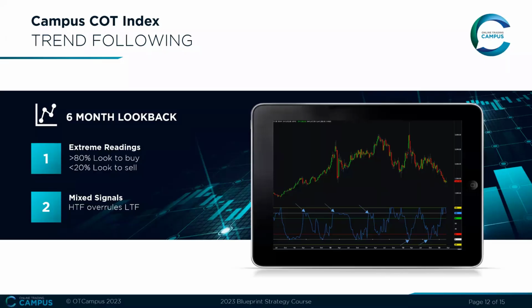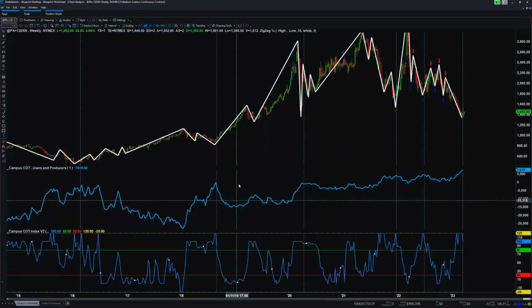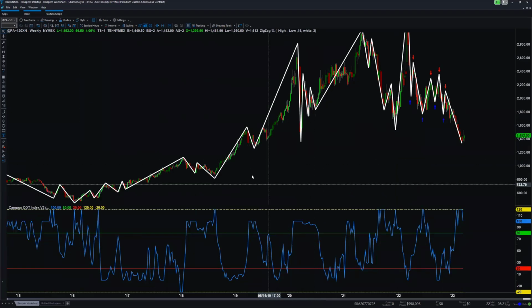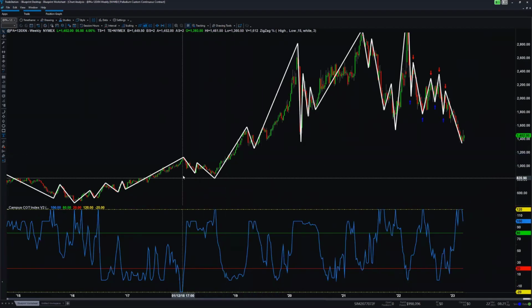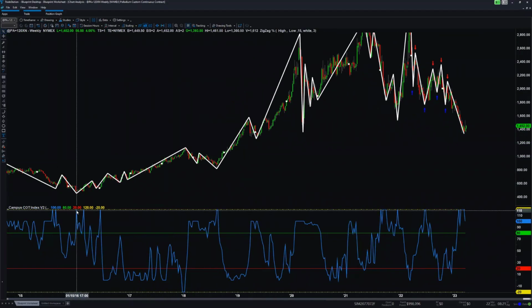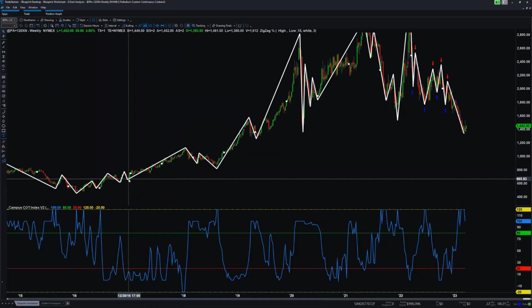So if I'm now going to remove the nets here, then it is fair to say that from these extreme yellow readings here, this was the start of an uptrend, right? So we have higher low, higher low, higher low.